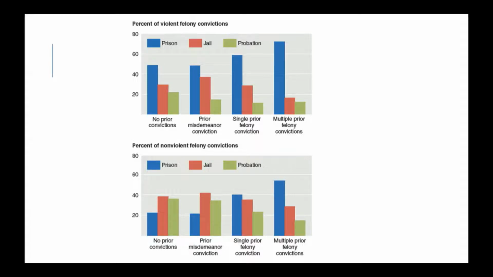Stated differently, if you had a prior record, you're more likely to receive prison. Furthermore, the likelihood of receiving a prison sentence increased if you had a prior felony, and if you had multiple prior felonies, your likelihood of receiving prison increased even further. And we see that trend for violent felonies on the top and the non-violent felonies on the bottom. Put differently, if you have experience in the criminal justice system and you've been convicted at least once, your likelihood of receiving prison if you get arrested again is higher.